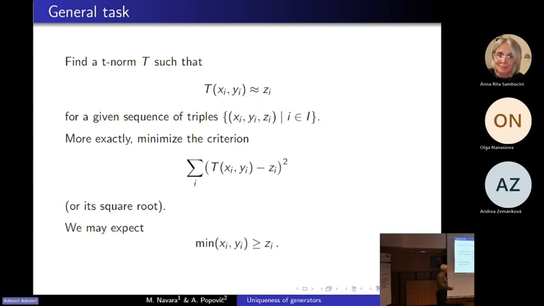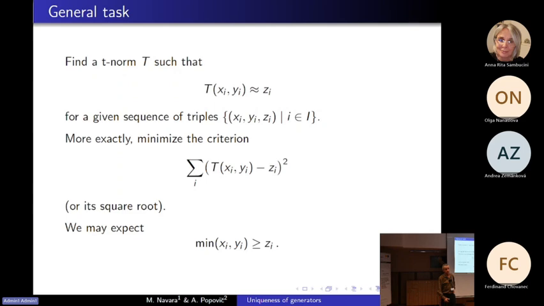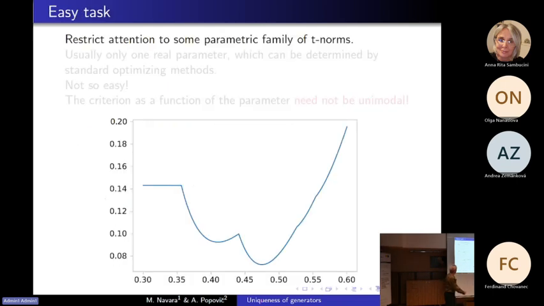And we may expect the data satisfy the inequality which is satisfied by all T norms, so that the desired value is not greater than the argument. But because of imprecision of the data, we can also consider exceptional cases when this is violated. It's not so important, but usually let's think that these data can be values of some T norm at all. And for that, this inequality is needed.